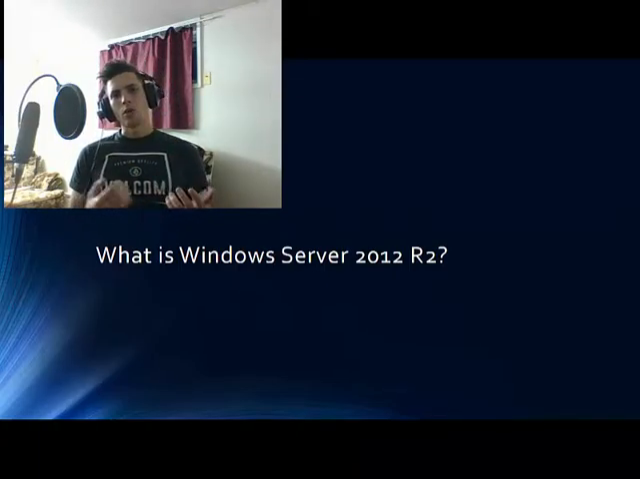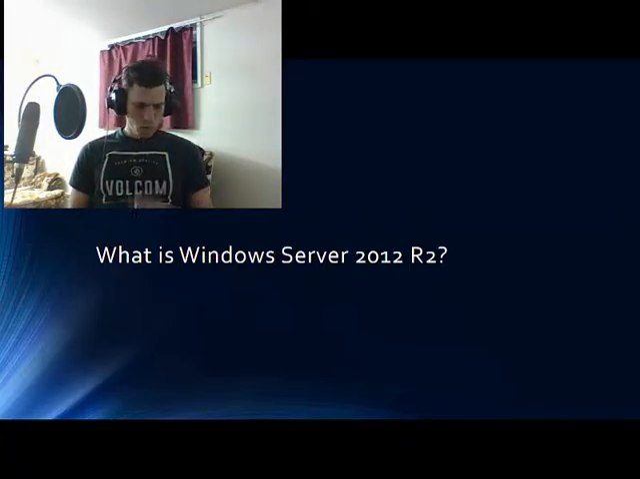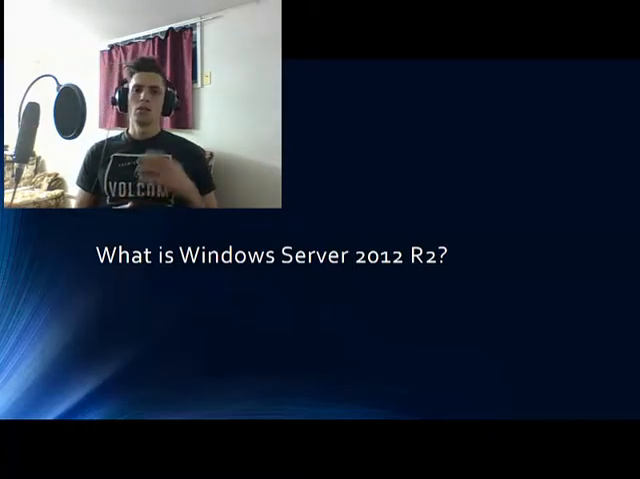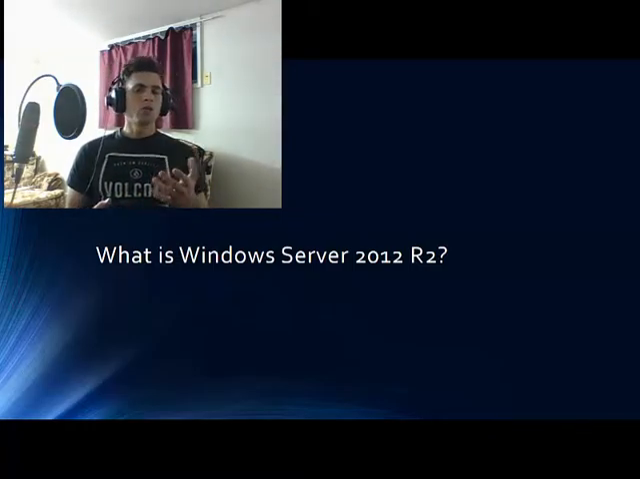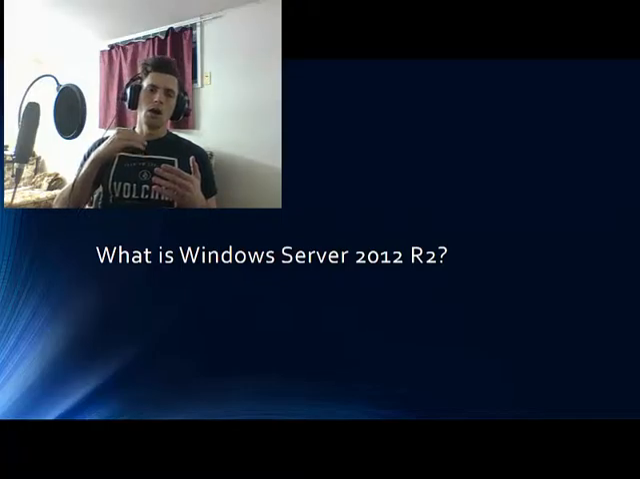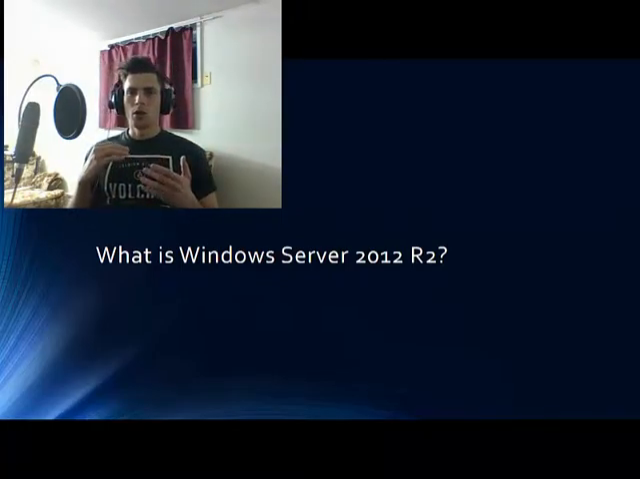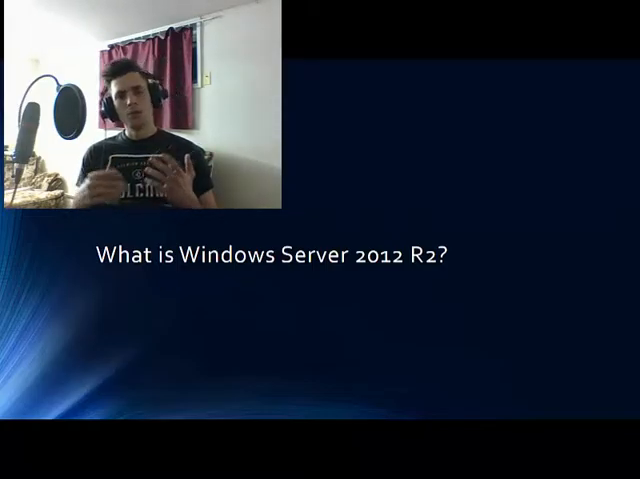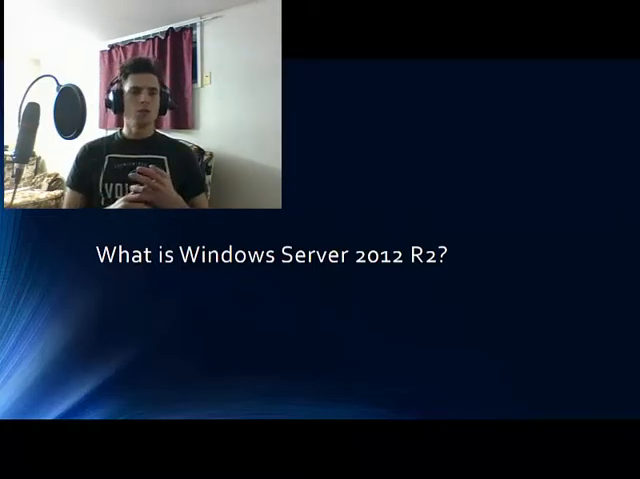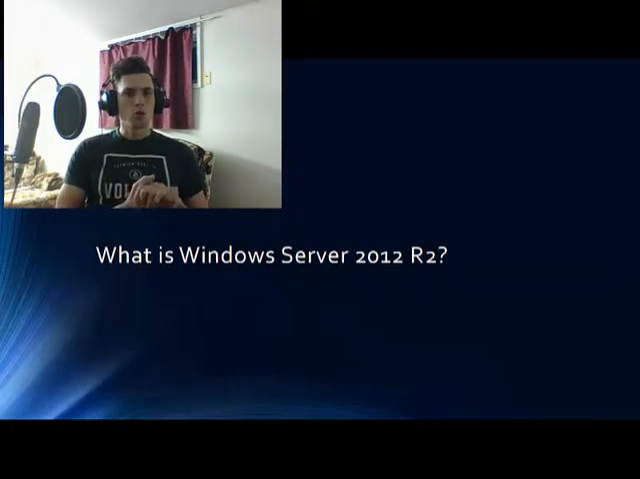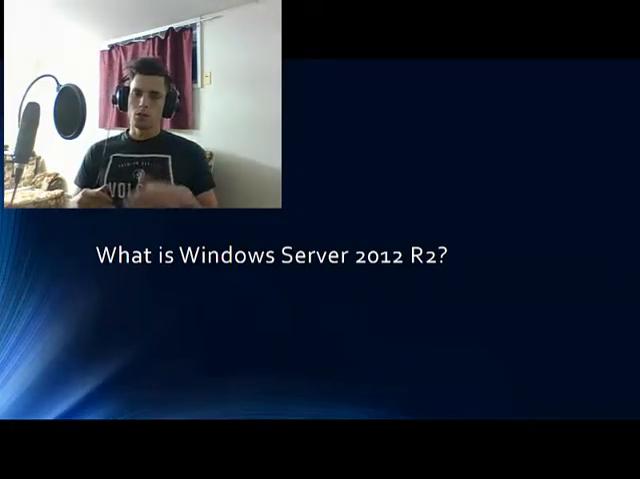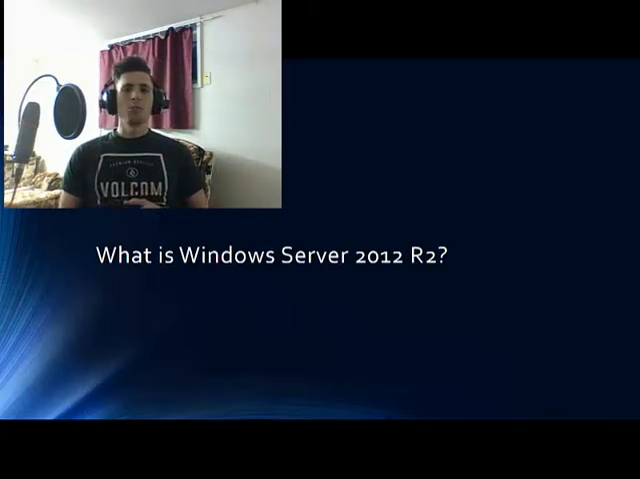2012 means the year that it was released. Sorry, and R2 means revision 2. So it was released in 2012, and then it came with some bugs, and those bugs were fixed. So they made a revision 2, and they released the revision 2. There is Windows Server 2012, that was the first one. Then they got revision 2.